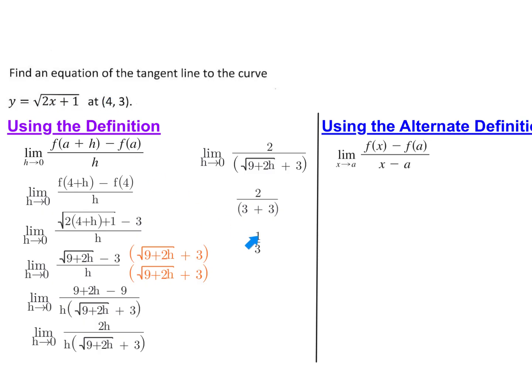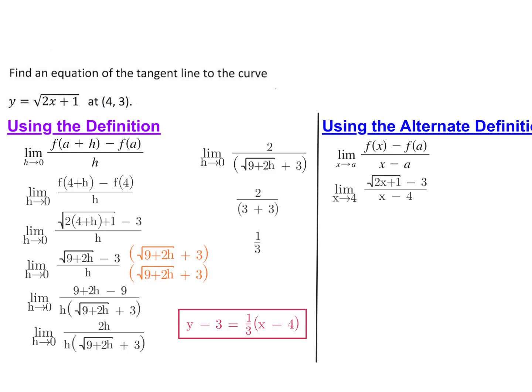And so now that I know the slope and I have a point, I have enough to be able to write the equation. And so I just go ahead and use point slope, y minus 3 times 1/3 times x minus 4. Now I'm going to do the same thing over here. And we should get the same equation. Now here's where it changes. F of x is just the square root of 2x plus 1. F of a is still 3. And then I've got x minus 4, because that is my new a.